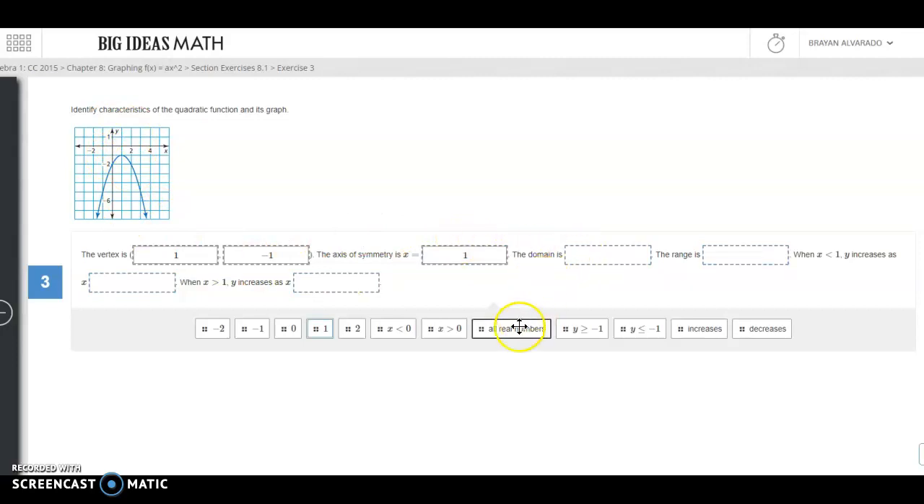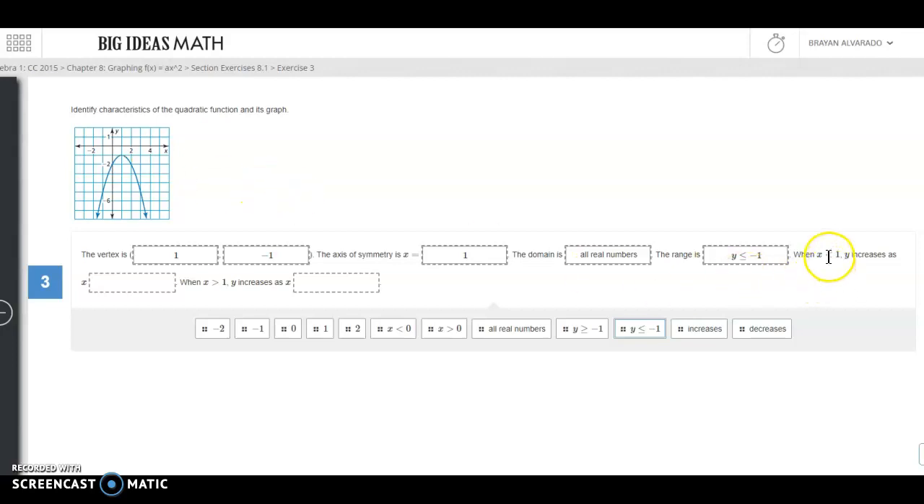Now the domain is always going to be this answer: all real numbers for these things that we're doing. It's the range that will be different, so it's based on what the y is doing. This one, the y's are going down, so I know it's going to be less than. There's only one choice here, so they only gave me one option. It's y less than or equal to -1 because the highest y value is -1. There's no y that's higher than that.